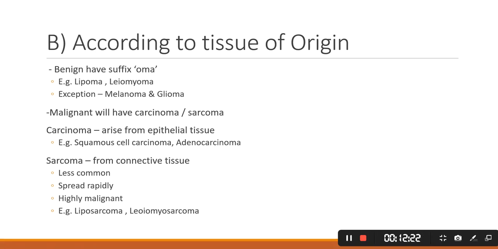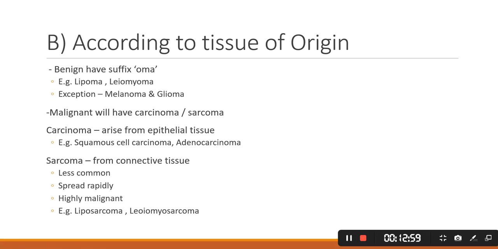Now, malignant tumors will generally be carcinoma and sarcoma. Carcinomas are the ones which arise from the epithelial tissue, like squamous cell carcinoma and adenocarcinoma, and sarcoma is said to arise from the connective tissue, like liposarcoma and leiomyosarcoma. Sarcomas are generally less common, not seen at such a frequency as the epithelial tumors, but they spread rapidly.